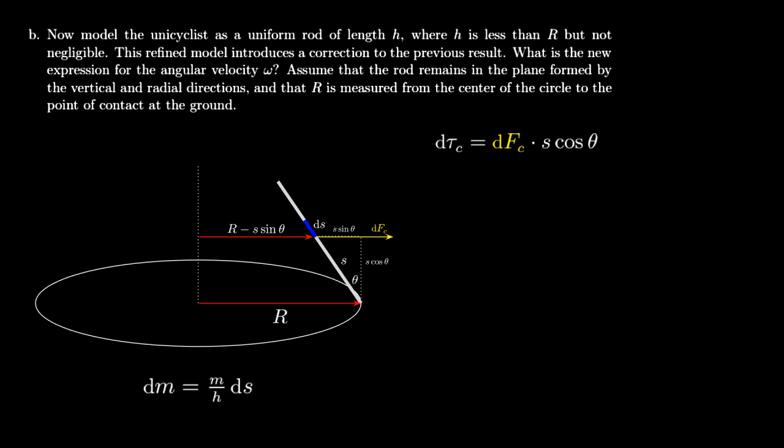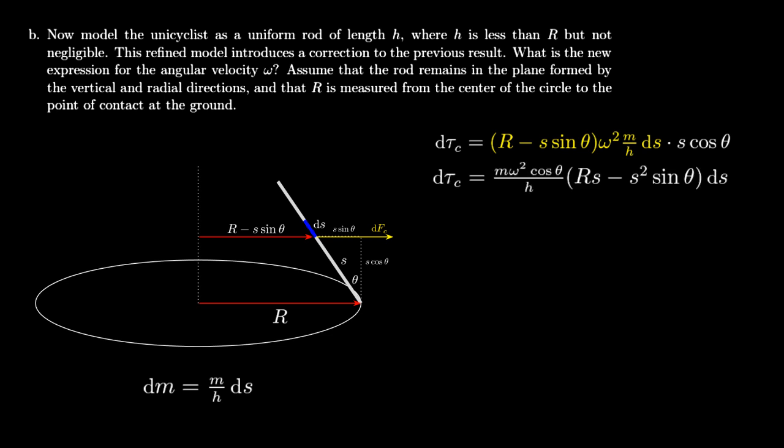So we just need to replace dFc in this equation. And that's going to be equal to dm, the mass of the segment, times r omega squared. And since we know r is equal to big R minus s sine theta, we can replace that. And we also know dm is m over h times ds, so we can also replace that. And if we rearrange this a bit, because we're going to be integrating this expression over all values of s, we can write this as m omega squared cosine theta over h outside of the parentheses, and inside the parentheses R s minus s squared sine theta, all times ds.